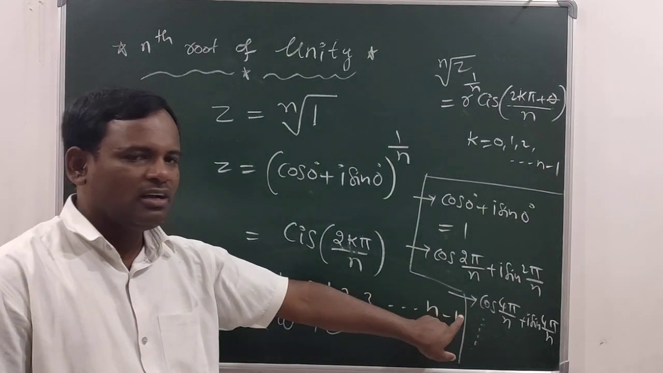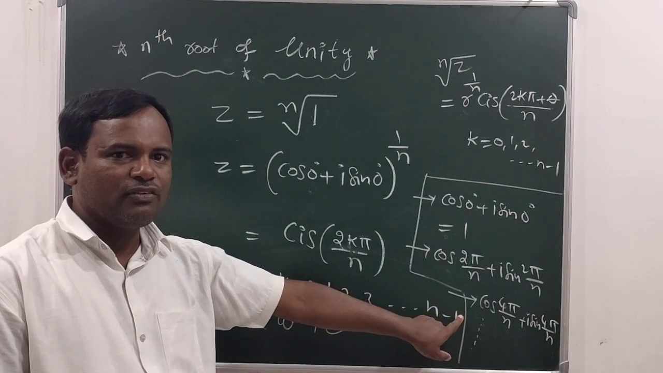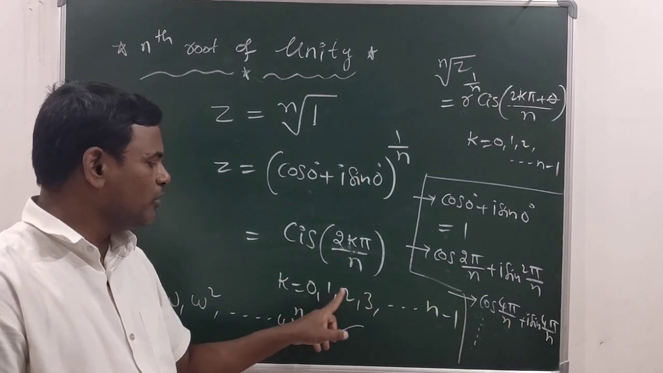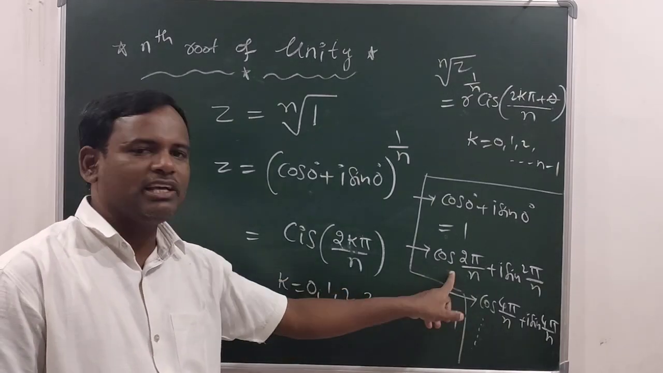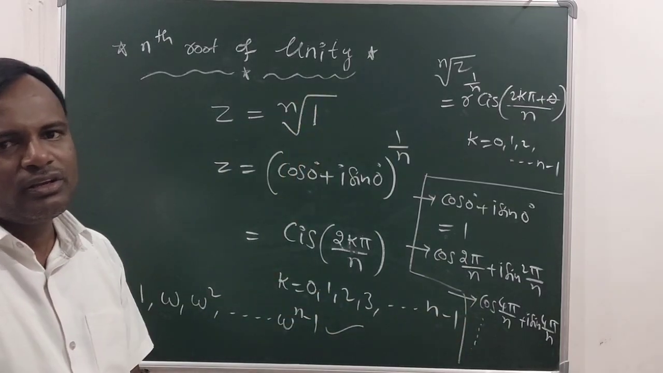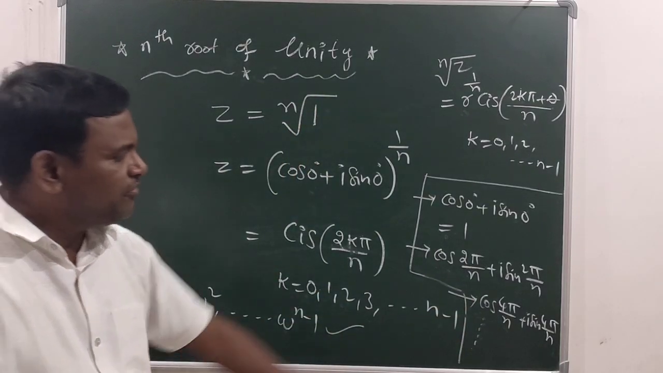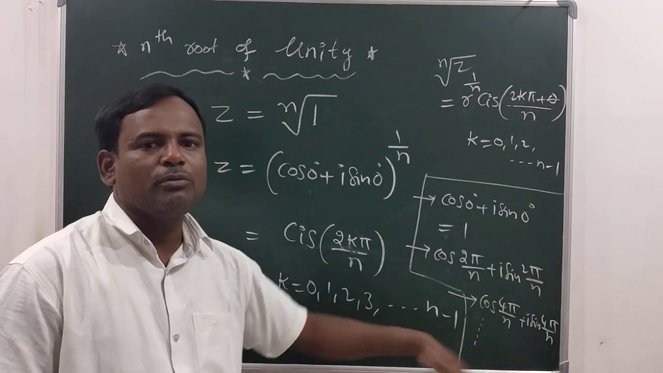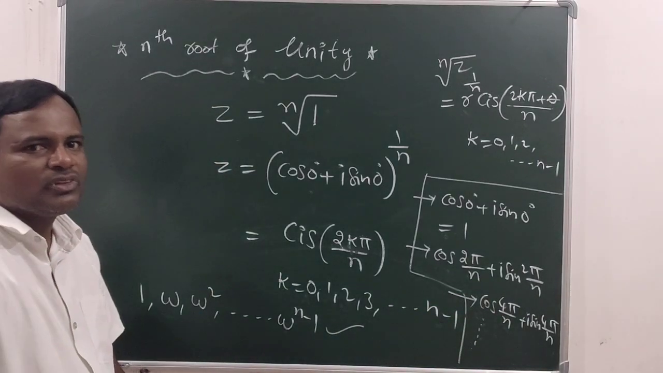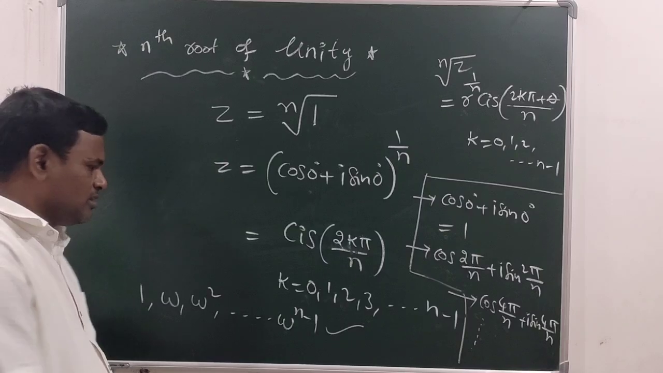These are the roots. What kind of roots? Successive, which are obtained by writing k equal to 1, k equal to 2. Means you can call it as successive roots of this nth root of unity. The difference between their arguments is 2 pi by n. Remember that point. Okay, students? Right.